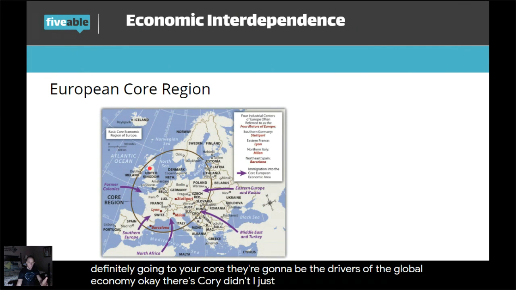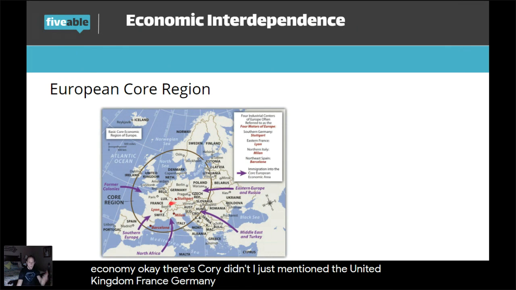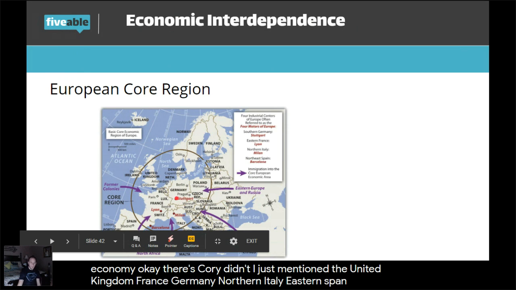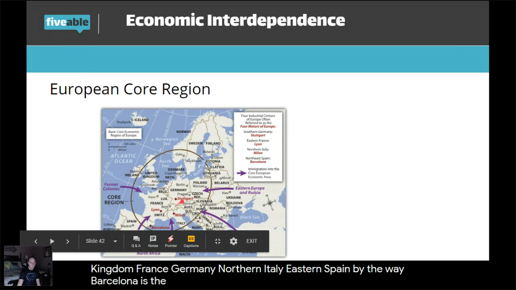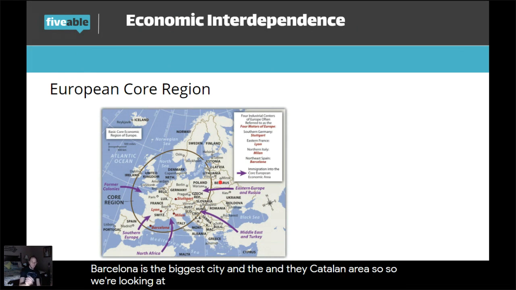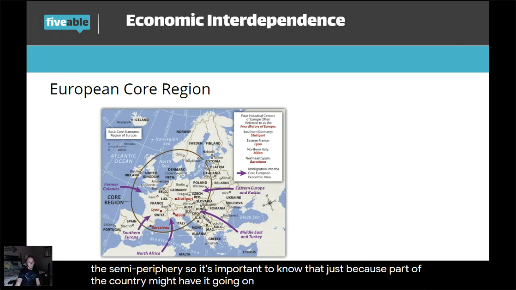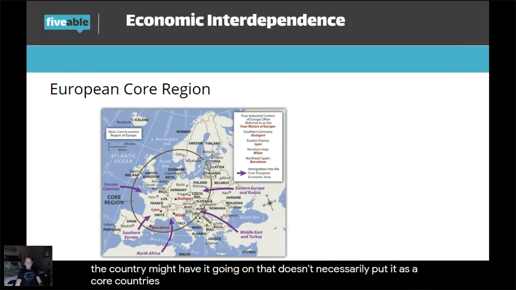I just mentioned the United Kingdom, France, Germany, Northern Italy, Eastern Spain. By the way, Barcelona is the biggest city in the Catalan area. So we're looking at parts of Italy, parts of Spain are more developed than other parts of those countries, which would be somewhat more of the semi-periphery. So it's important to know that just because part of a country might have it going on, that doesn't necessarily make it a core country. Weirdly, that circle does a really good job of encompassing what the economic core of Europe would be.